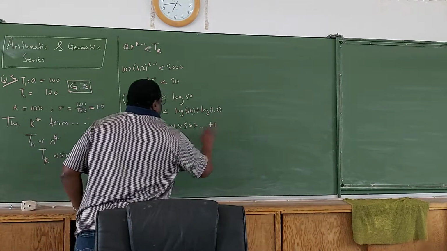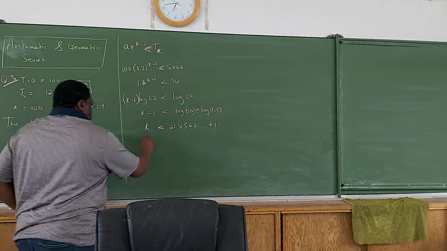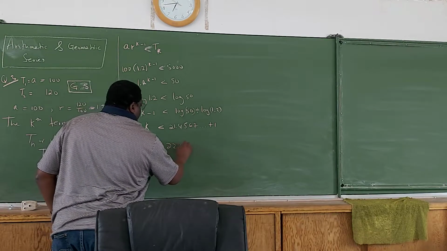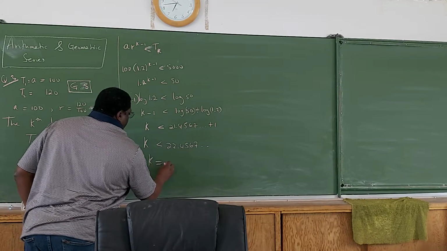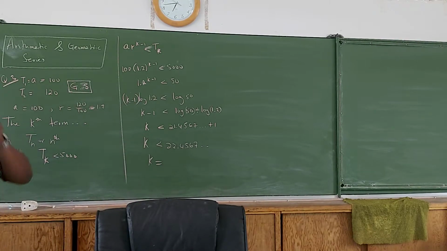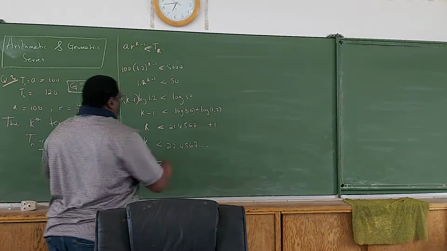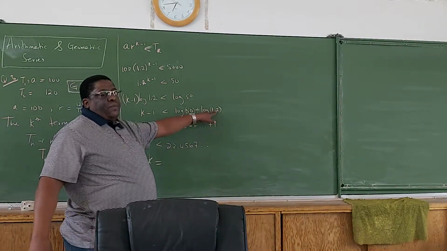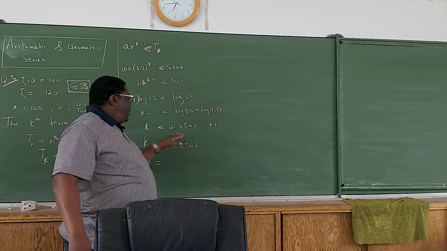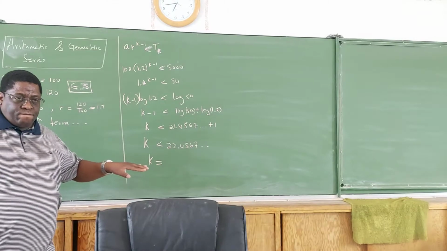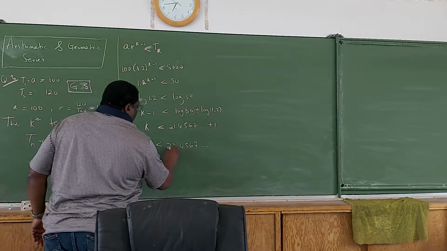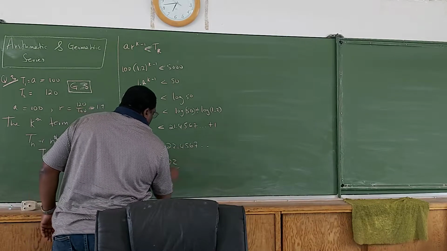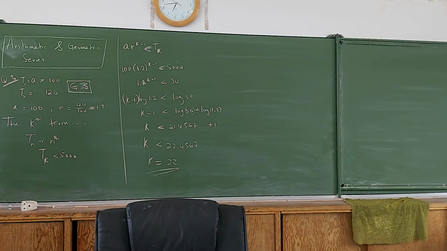Right, so you're going to add 1. So k should be a term that is less than 22.4567. So therefore, our k should be what? 21? Are you sure that when you say log 50 divided by log 1.2, you get 21 point that? And if you add 1, you get a number less than 22.4. So the number must be 22. It's less than. So that's how you do that part.